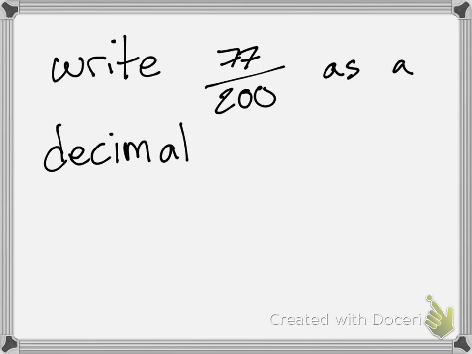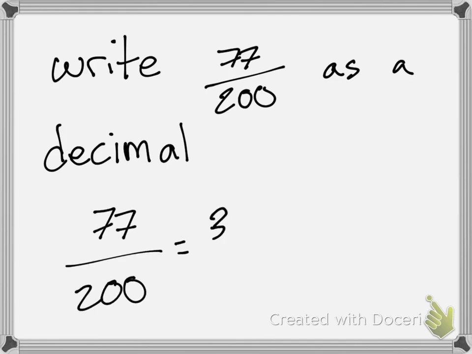Now I want you to do this one. Write 77 200ths as a decimal. Write 77 over 200 as a decimal. Miles, what do we do? What I did is I multiplied the top and the bottom by 5, because 200 times 5 is 1,000. So you multiply the top and the bottom times 5. What's 77 times 5? 385.